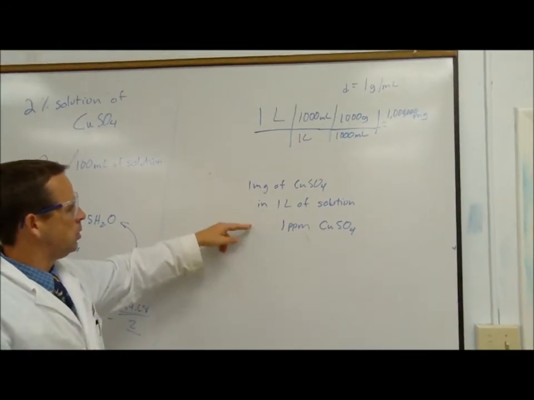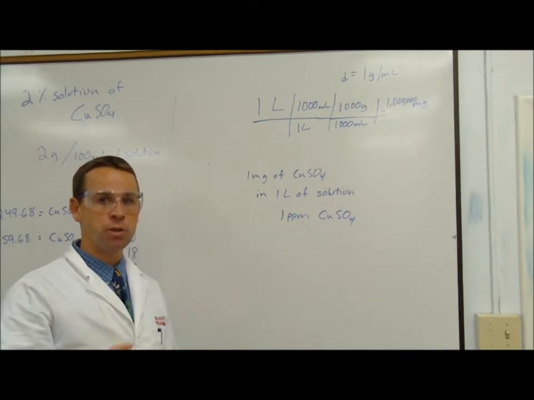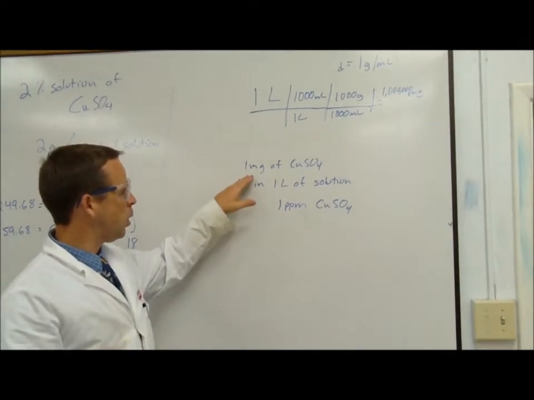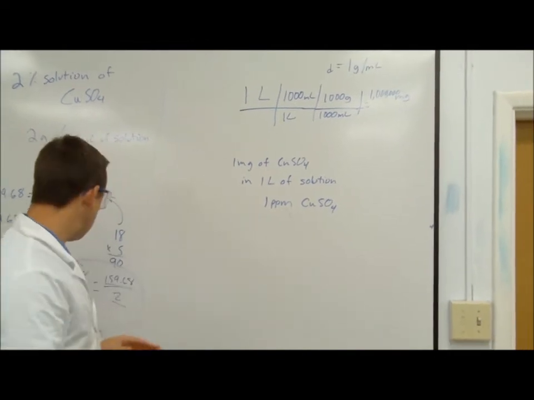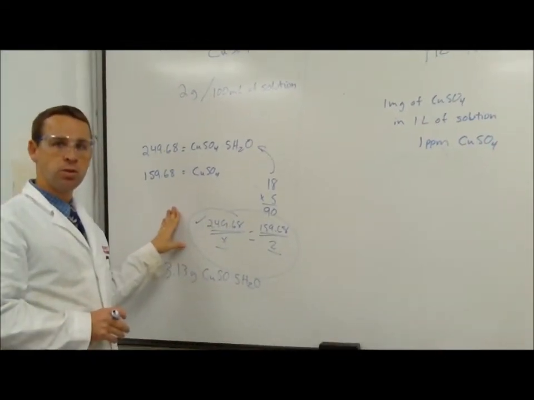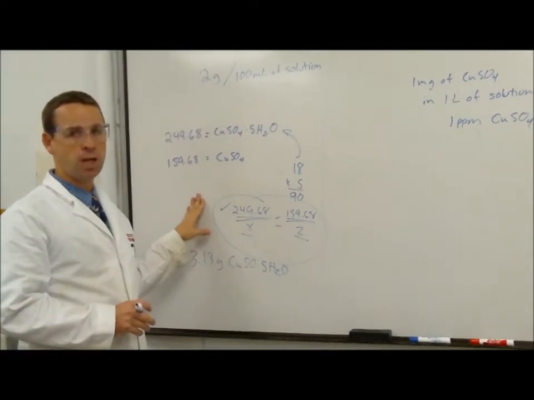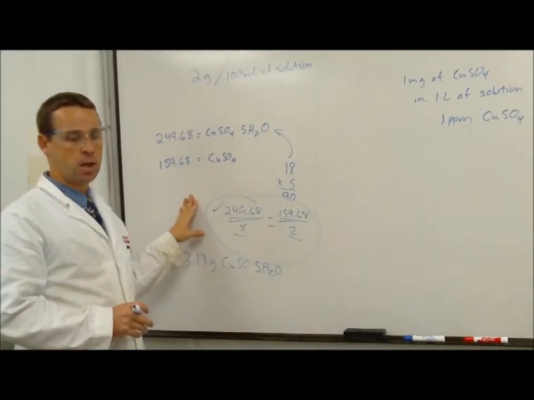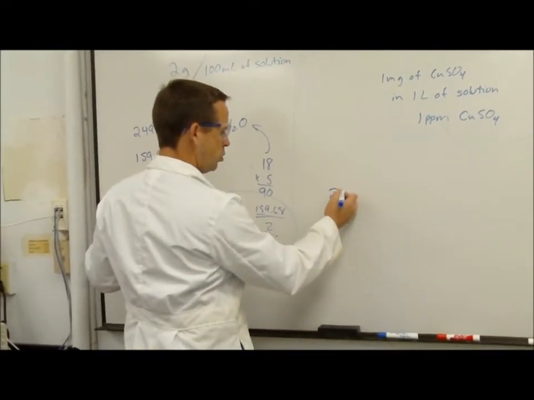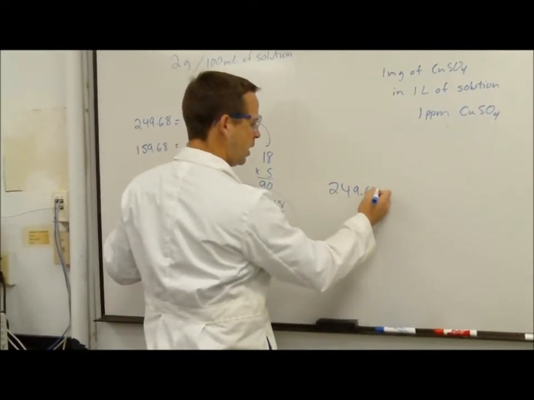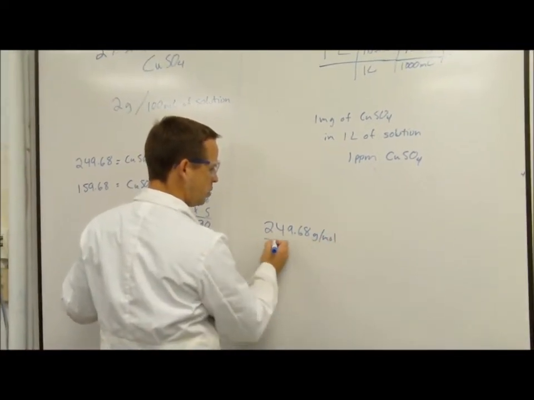So, again, if I'm making a 1 part per million solution of copper sulfate, and I need 1 milligram of copper sulfate, I need to use this same ratio here to determine exactly how much copper sulfate pentahydrate I need to weigh out to get just the copper sulfate. So again, 249.68 grams for every mole of the pentahydrate.